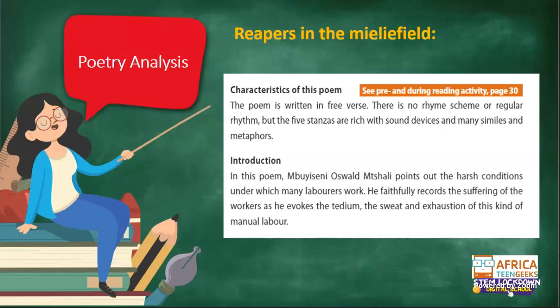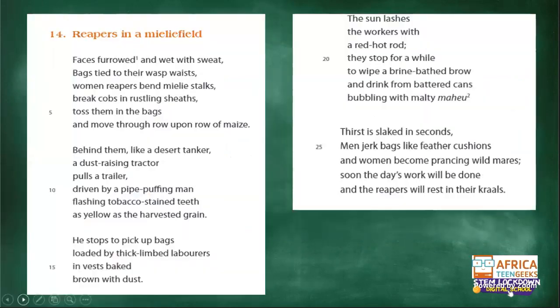Okay, let's quickly look at what this poem is about. They say in this poem, Mbuyiseni Oswald Mtshali points out the harsh conditions under which many laborers work. He faithfully records the suffering of the workers as he evokes the tedium, the sweat, and the exhaustion of this kind of manual labor. Let's quickly read the poem, and if you can read it at home, read it with me.